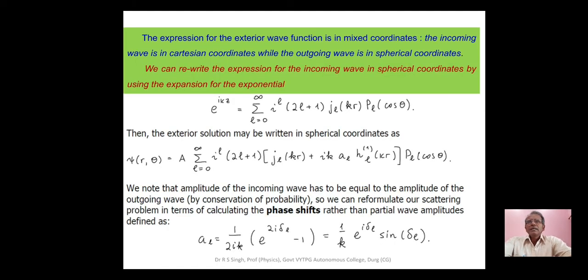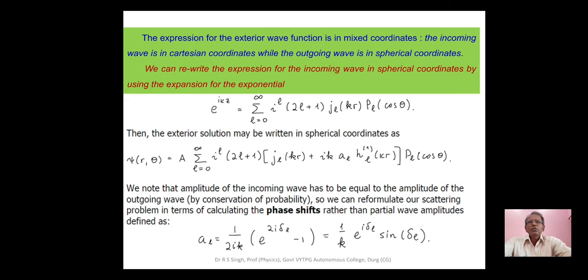We can rewrite the incoming wave in spherical coordinates by using the expansion for the exponential e to the power ikz, which equals the summation over l from 0 to infinity of i to the power l, 2l plus 1, j_l(kr) P_l(cos theta).